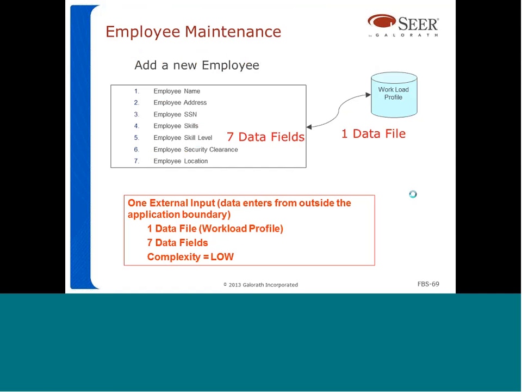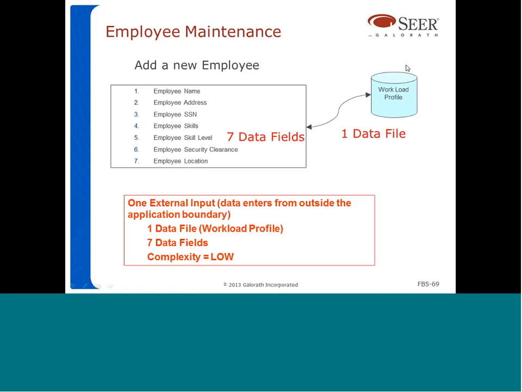For the employee maintenance, it is better explained here. We're going to add a new employee. When we add a new employee, the user is going to be presented with a screen, and in that screen, he's going to enter the employee name, the employee address, the employee's social security number, employee skills, skill level, employee security clearance, and employee information. Those are the fields that are going to be presented to the user when adding a new employee. That information is going to be stored in the workload profile.